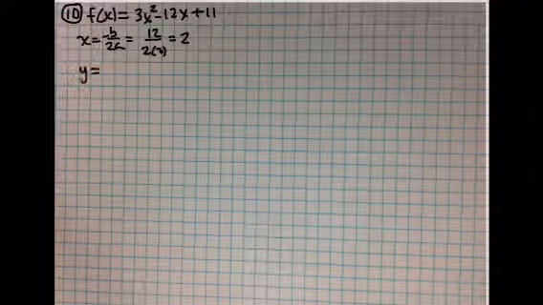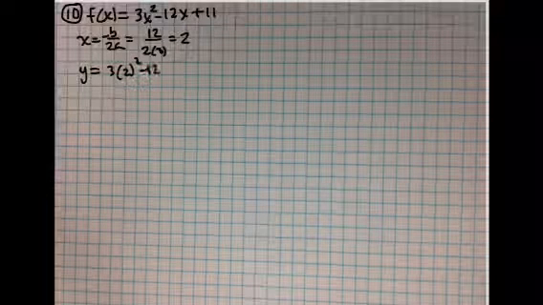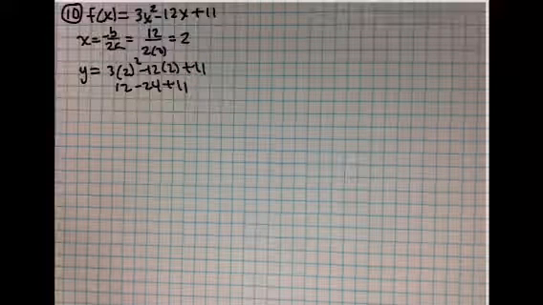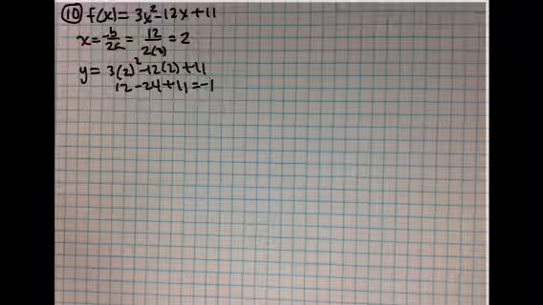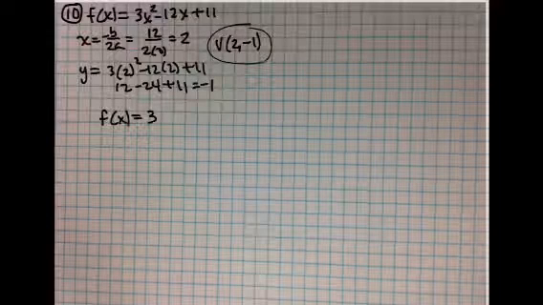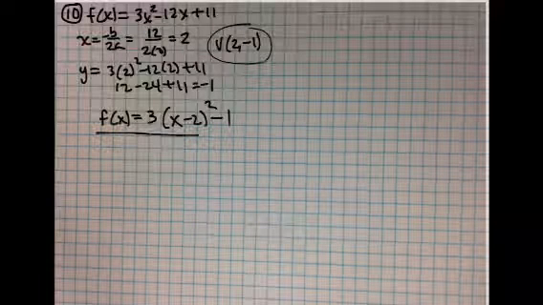To get the y-coordinate, replace all your x's with 2. So I get 3 times 2 squared minus 12 times 2 plus 11. So that's 4 times 3, 12, minus 24 plus 11. So that's going to give me negative 12 plus 11, which is negative 1. So the vertex is 2, negative 1. And with that, I can rewrite the equation f of x equals a is 3, x minus 2 squared minus 1. So this would be the same equation in vertex form. Okay, so now I'm going to plot it.